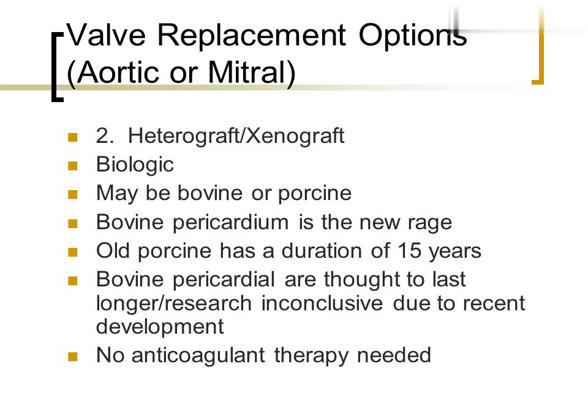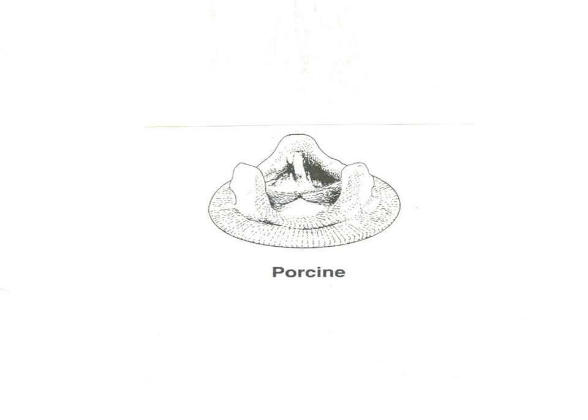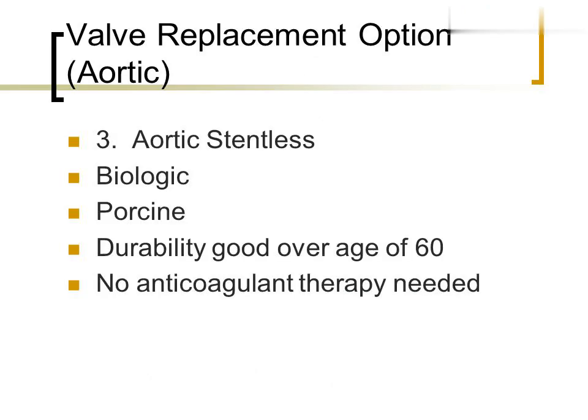Valve replacement options, aortic or mitral. 2. Heterograft/xenograft. Biologic. May be bovine or porcine. Bovine pericardium is the new rage. Old porcine has a duration of 15 years. Bovine pericardial are thought to last longer, but research is inconclusive due to recent development. No anticoagulant therapy needed. Valve replacement option, aortic. 3. Aortic stentless. Biologic. Porcine. Durability good over age of 60. No anticoagulant therapy needed.